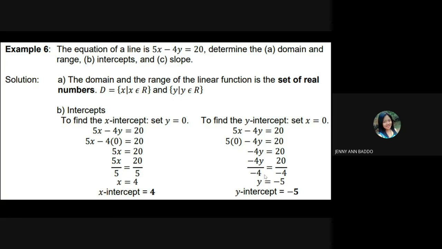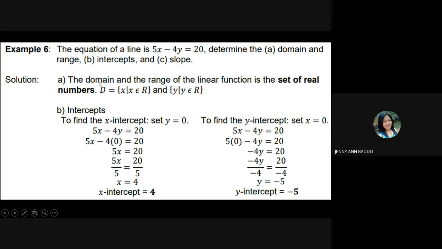Another example, the equation of a line is 5x minus 4y equals 20. Determine the domain and range, the intercepts, and the slope. From our previous example, we had determined the domain and range, intercept, and slope using the graph. Now, without the graph, but given the equation of a line, how are we going to find these characteristics of the line or the equation of the line?